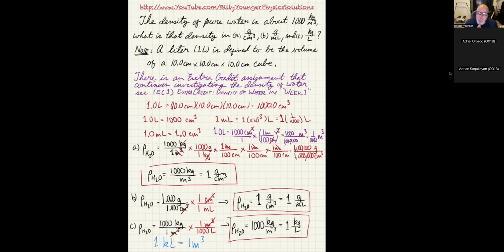Well, I've also got one more. Go ahead. So you're at the density of water sheet. Right. At the very bottom, I got a little confused. So it's 1,000 kilograms per cubic meter equals 1 kilogram per liter. Am I missing something here? Am I missing something about the liter?